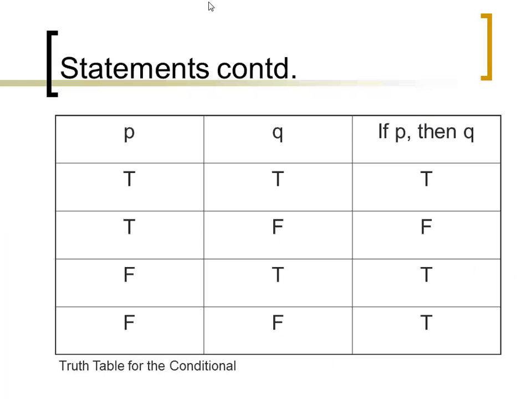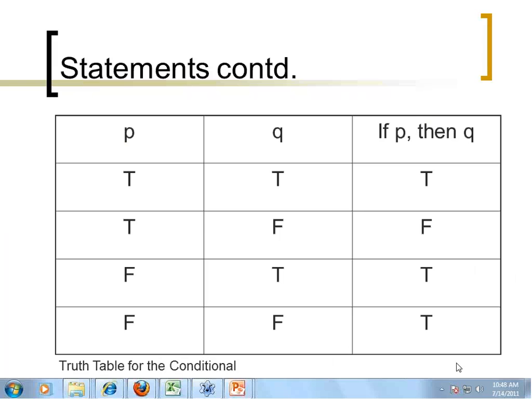Okay? Now this is the truth table for the conditional statement. And please notice, if P is true, then Q. P is true here, therefore Q must be true. So if P then Q gives you true. Fine? If P is true, then Q. Q is false, therefore the result must be false. We agree?